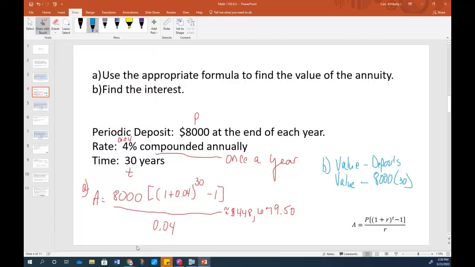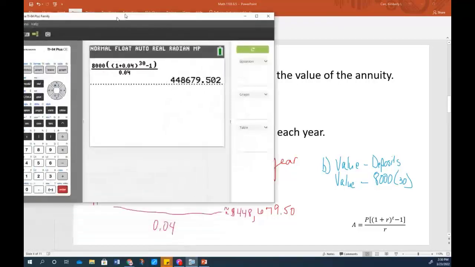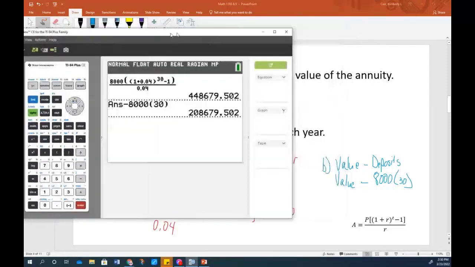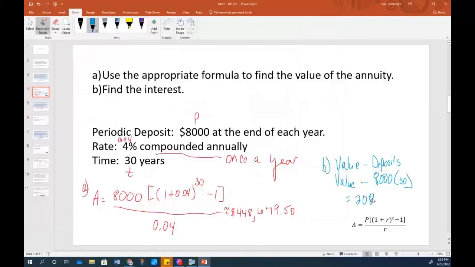The easiest way to do that is to get your calculator while it's still got that and just click minus, and it's going to be ready to subtract. And then I can do 8,000 and then just parentheses 30, just like I wrote down. So that previous answer minus 8,000 times 30. And I see that the amount of interest over the 30 years was this $208,679.50.